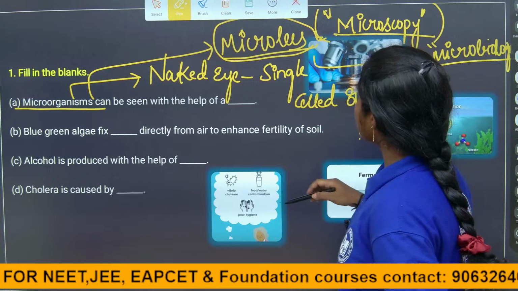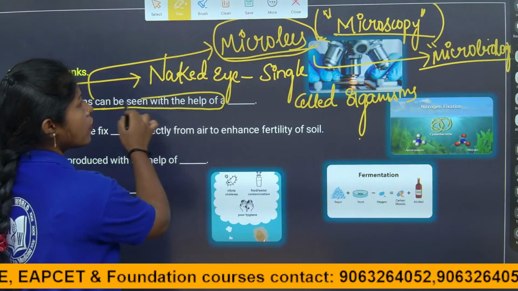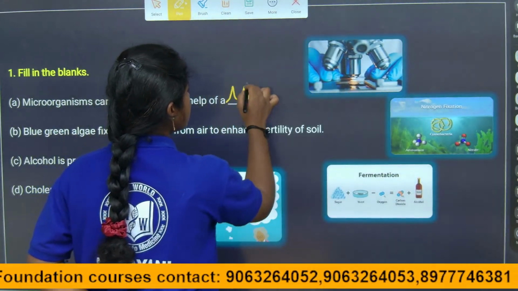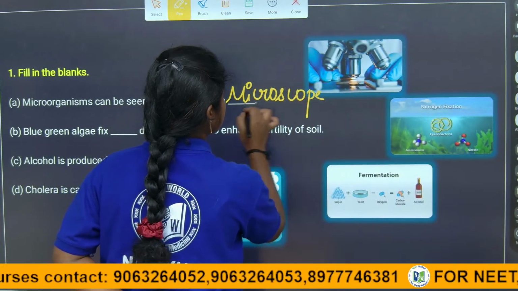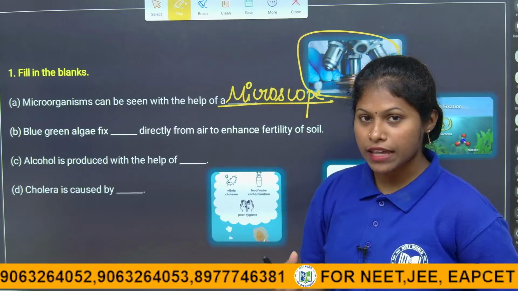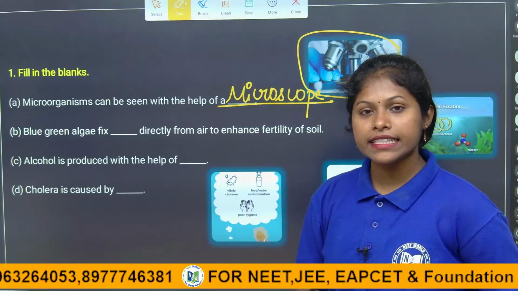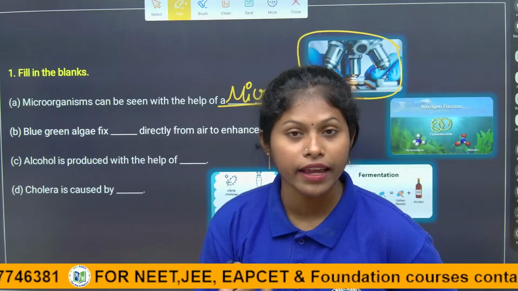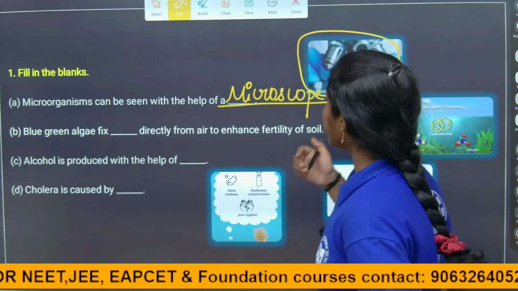Okay. So here the direct question, children. Microorganisms can be seen with the help of a microscope. Can microorganisms be seen with our naked eye? Is there any such microorganism? Yes, it is macroscopic. The name of the microorganism which can be seen with our naked eye is Thiomargarita namibiensis. So this we studied, children.